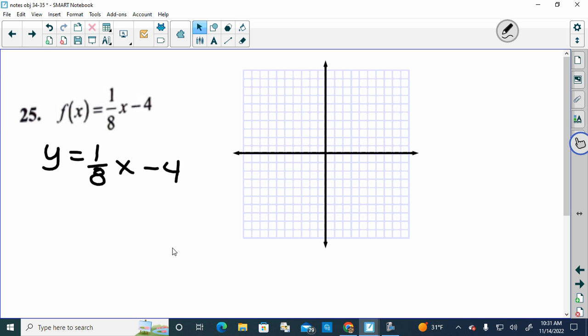What is that? So I'm going to start my first dot where? -4 on the y-axis. So I'm going to go down 1, 2, 3, 4. Put it down. From there, I have my rise and my run. From that dot, I'm going to rise how much? 1. Which direction? Up. So I'm going to go up 1 from there, and then now what? Over to the right. So 1, 2, 3, 4, 5, 6, 7, 8.